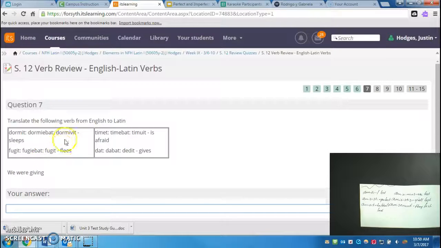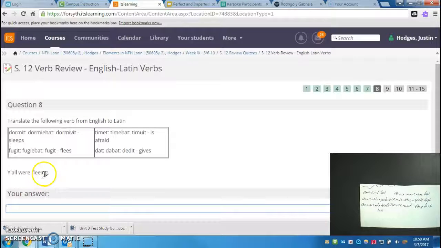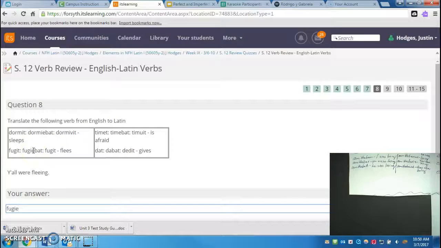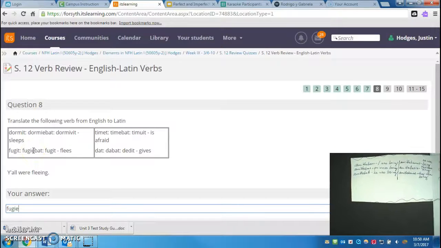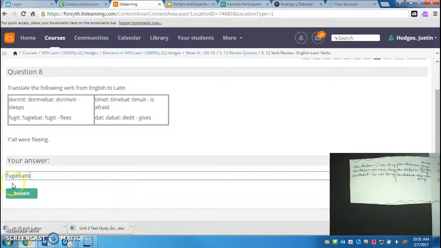All right. We were giving. I feel like I literally just did this one. Dabamus. Great. All right. Y'all were fleeing. Okay, we know this middle one is the imperfect. So we go fugie, and then we need to figure out what our ending is going to be. Bas, bamus, batis, bant, second person plural. That's the second to last one. Amitebatis. So we want fugiebatis. That batis means y'all.